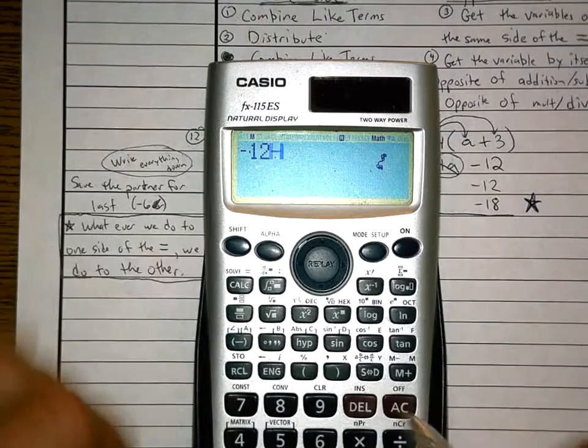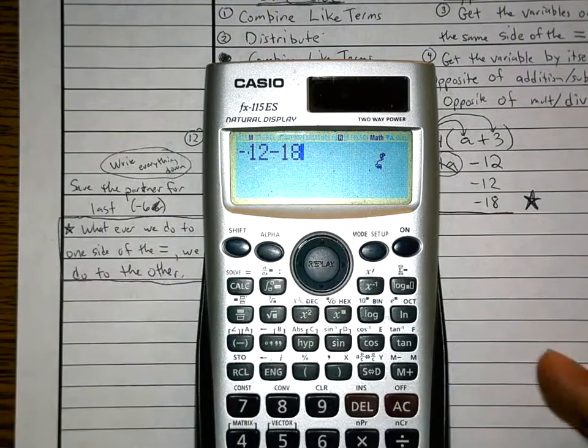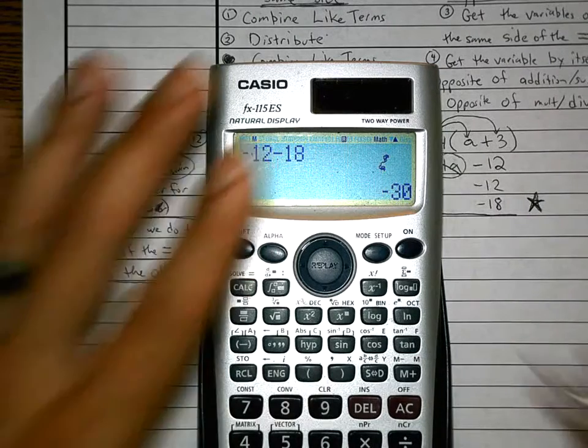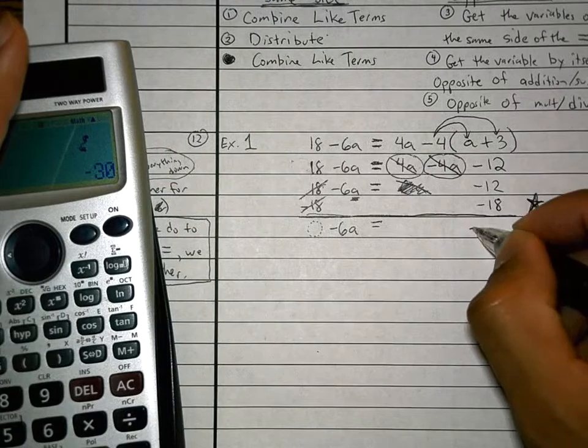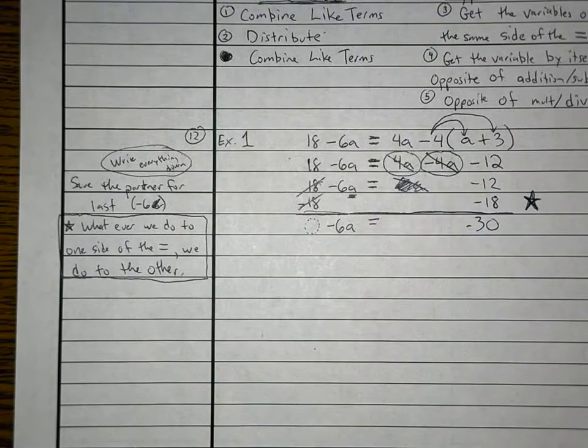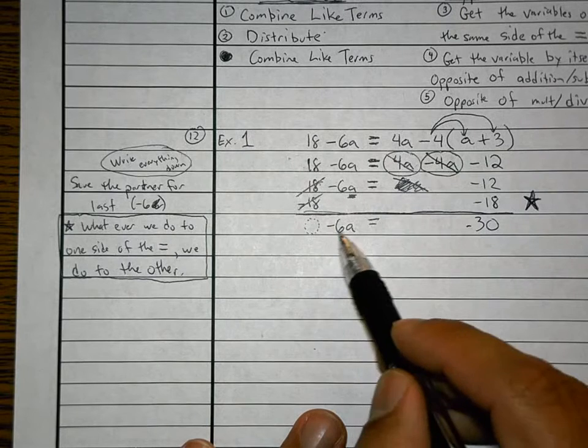Minus 18. And it knows if you're at a negative 12 and you go to the left 18 units, it will be a negative 30. And that makes negative 30 right there. Negative 6a equals negative 30.